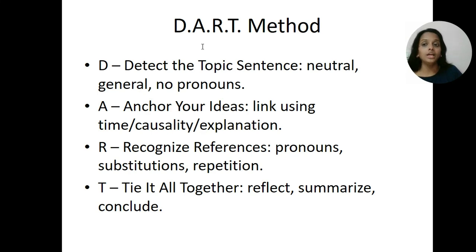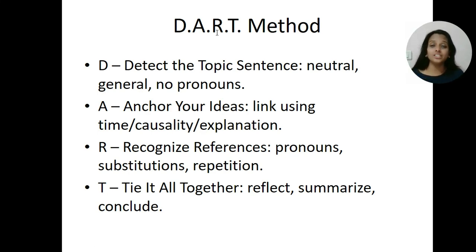And R for recognize references. So this one, every good paragraph builds on what came before. So watch for pronouns like this, it, he, she, they, and substitutions like the trend, this method, and sometimes the repetitions, also the same noun reappearing.